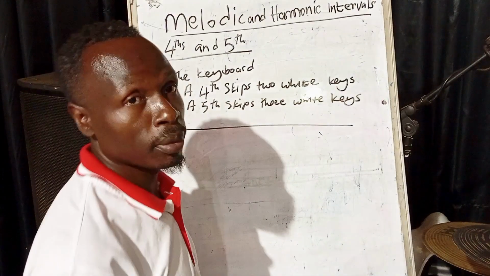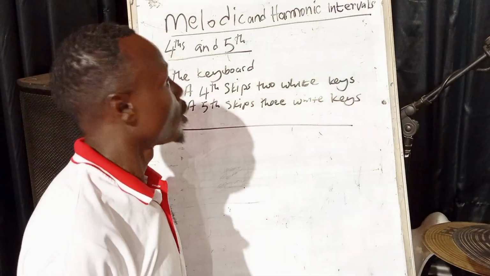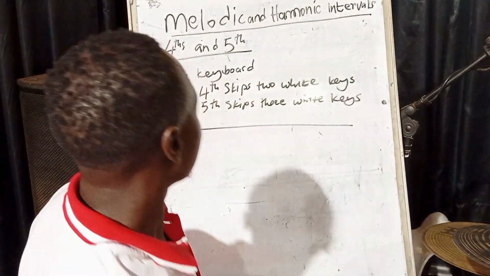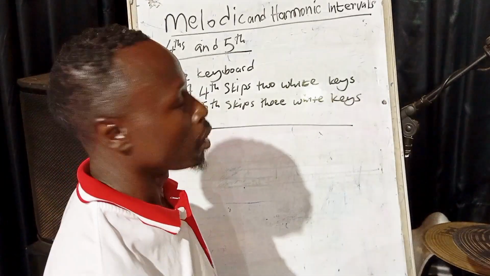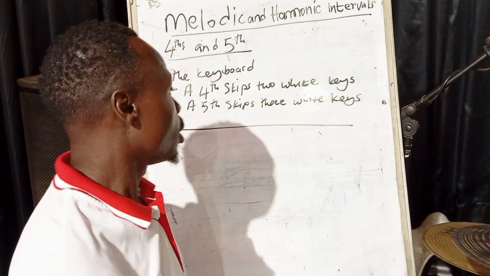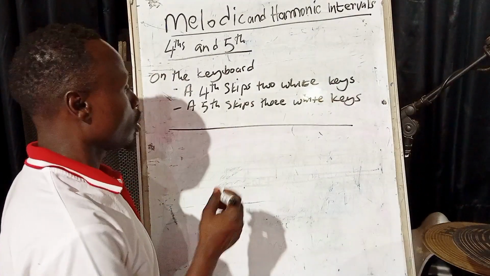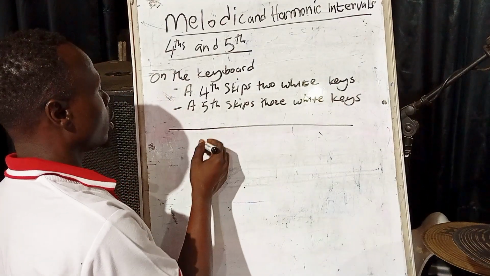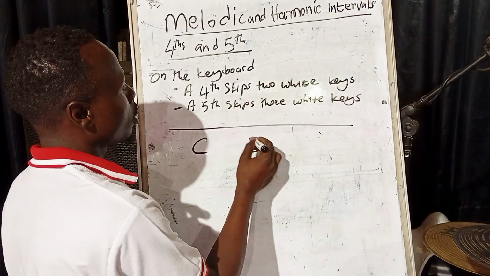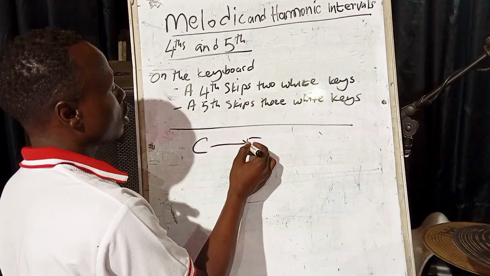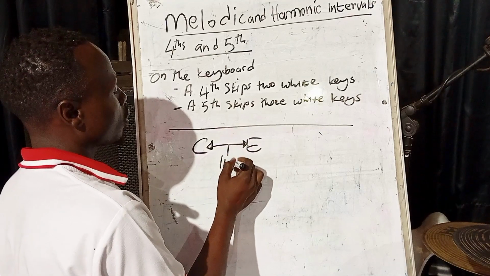Today we are going to talk about melodic and harmonic intervals. In music, when we're dealing with intervals, what is an interval? An interval is the distance between one note and another note. Let's say we have key C and then we have key E. The space between these two notes is what we call an interval.